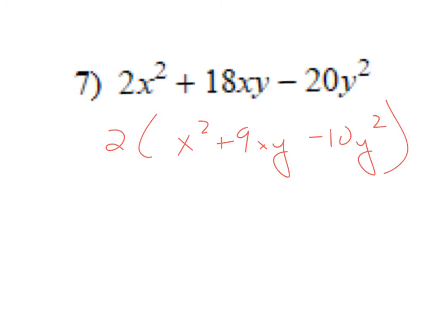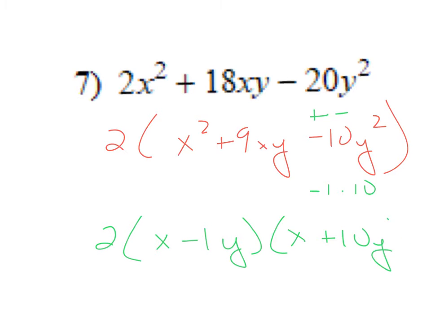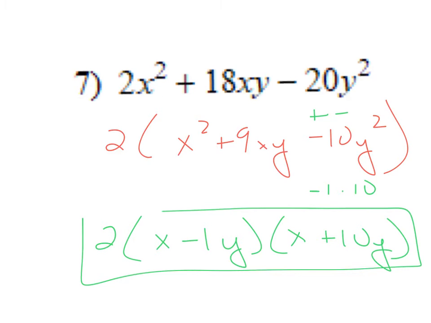So I'm looking for factors of 10 that get us 9. So 1 times 10 kind of pops into my mind because I know I'm going to have a positive negative combination here. So to get a positive 9, I'm going to make my 1 negative. So I'm going to have a 2, I have x minus 1, and then don't forget the y on the backside. And then I'm going to have x plus 10y. And that's going to be my answer here.